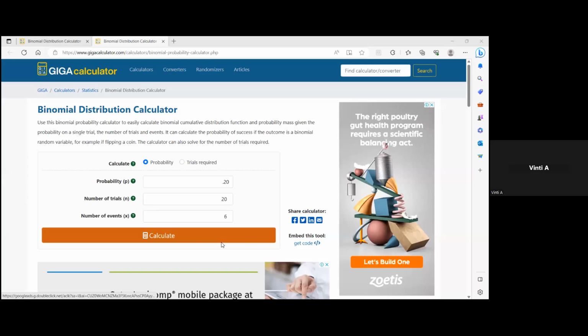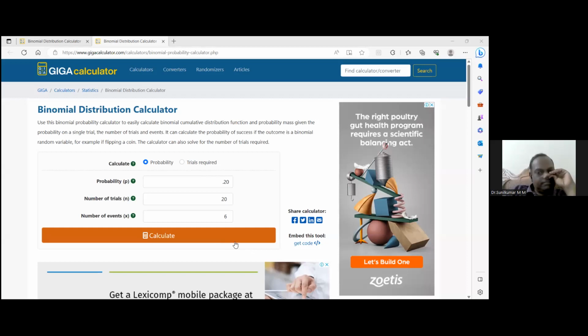Okay, so my P was 0.20, sorry. Number of trials was 20. Okay, 6. Right? Can you see my screen, shall I share my screen? One second, let me see. Okay, can everybody see the screen?